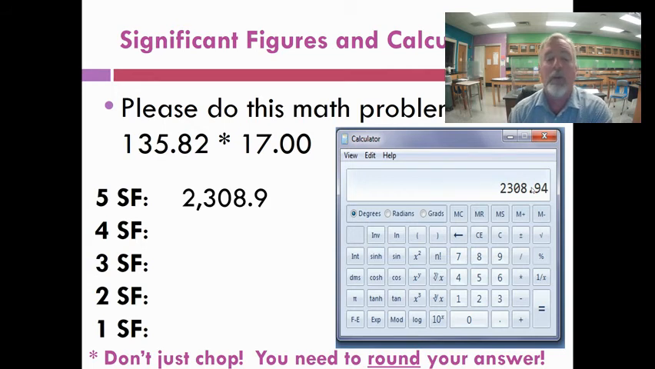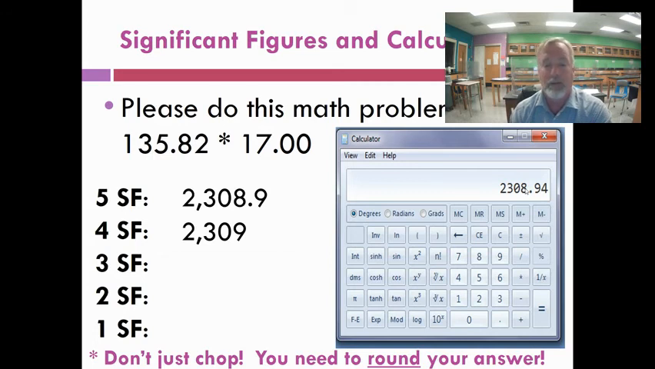Let's do the same thing. Let's round this to 4 significant figures. So we're going to count off 4: 2, 3, 0, 8. Our 8 is our 4th sig fig. What does the next number to the right tell us to do? The 9. That tells you we have to round that 8 up. So here to 4 significant figures, we have 2309.